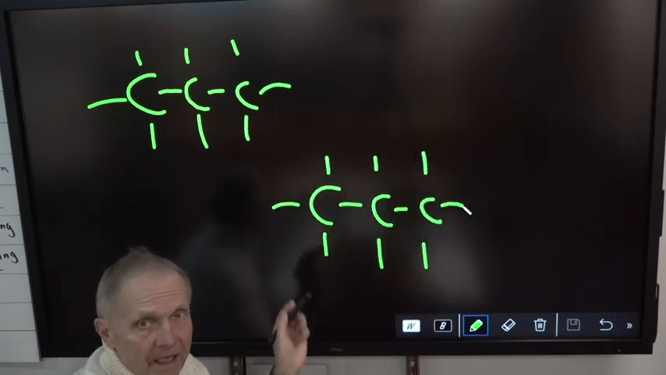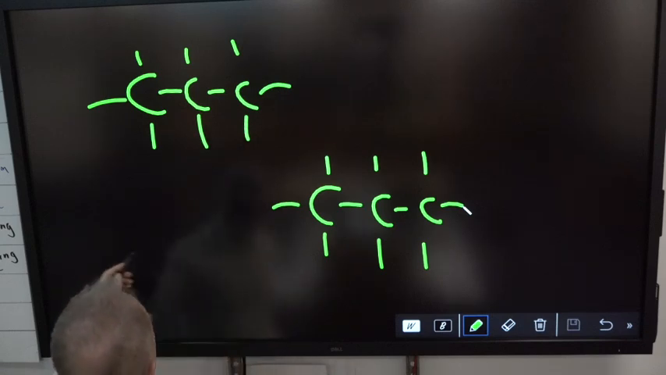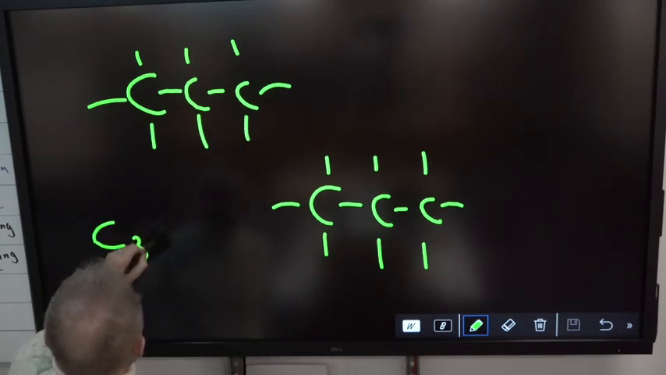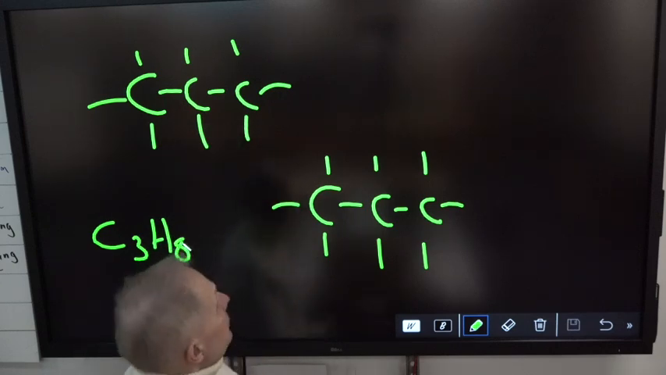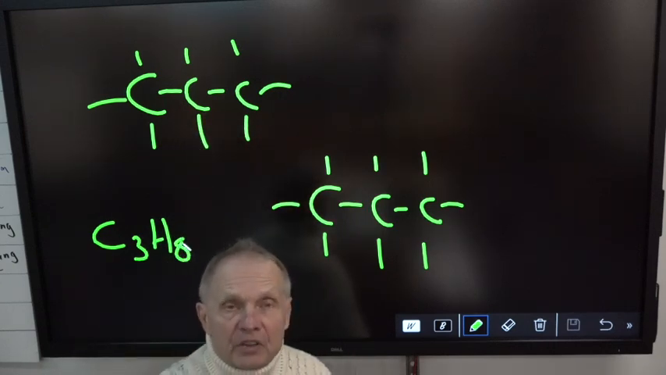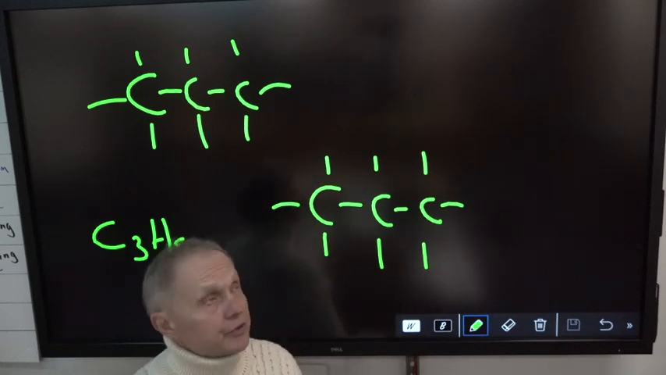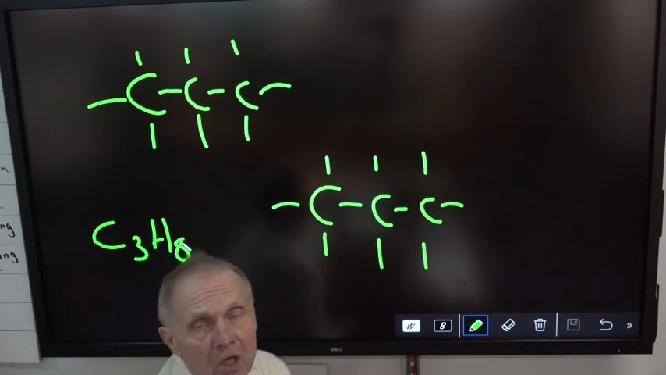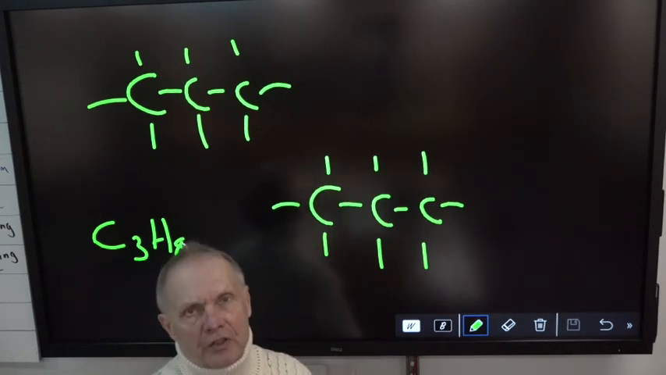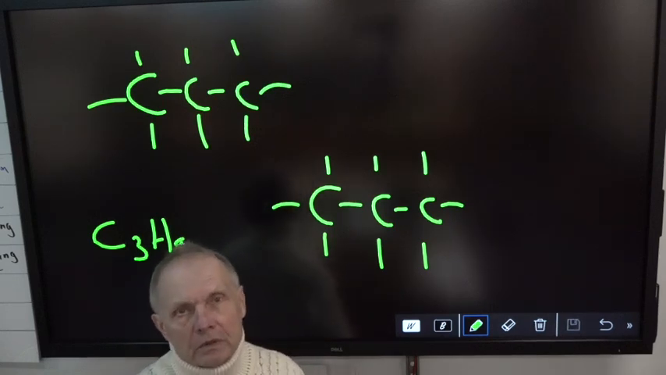So the formula, I'm not going to put the H's up there. The formula for propane is C3H8. And if you look at that molecule, you'll see that it's symmetrical. If it's symmetrical, there's no poles. So propane is a nonpolar molecule. They should not attract each other. So they need some help.